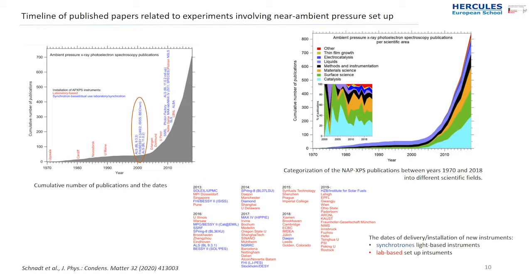The reason is very simple. Not everyone has a synchrotron ring behind their university campus, and to rebuild or buy an already built near ambient pressure system using a lab-based X-ray source is much easier and cheaper. So you can see that it goes quite nicely, and those in red, which are lab-based, are leading. Prague is here. Our system was installed at the end of 2015.